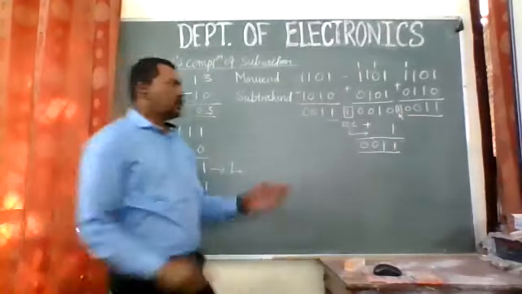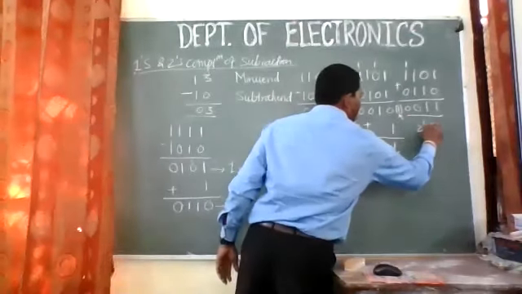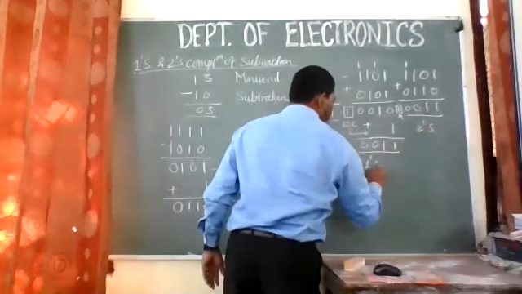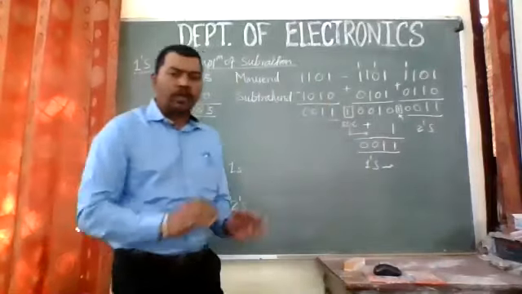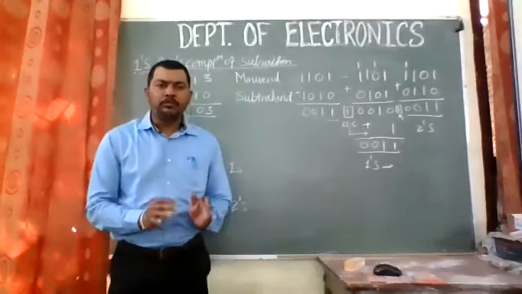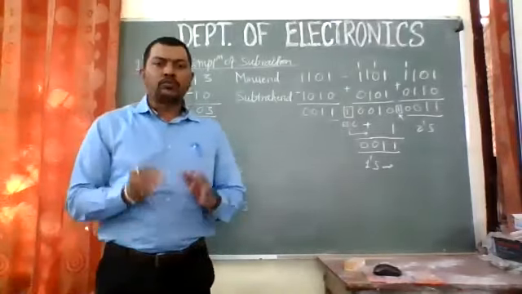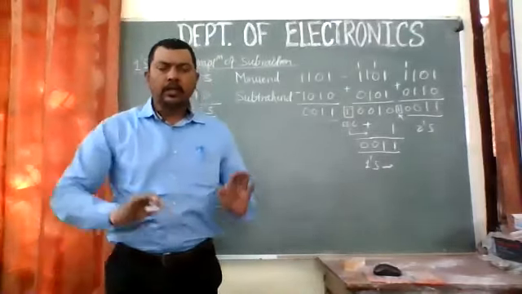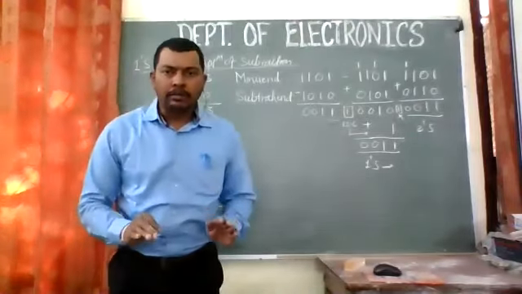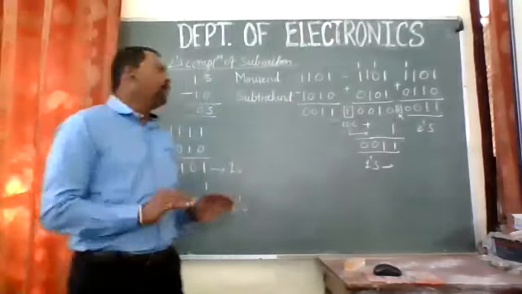So this is the twos complement and this is the ones complement. So in ones complement, we have to add the end around carry, and in twos complement, we have to neglect the carry, right? I guess you have understood. I will be repeating it for you again.